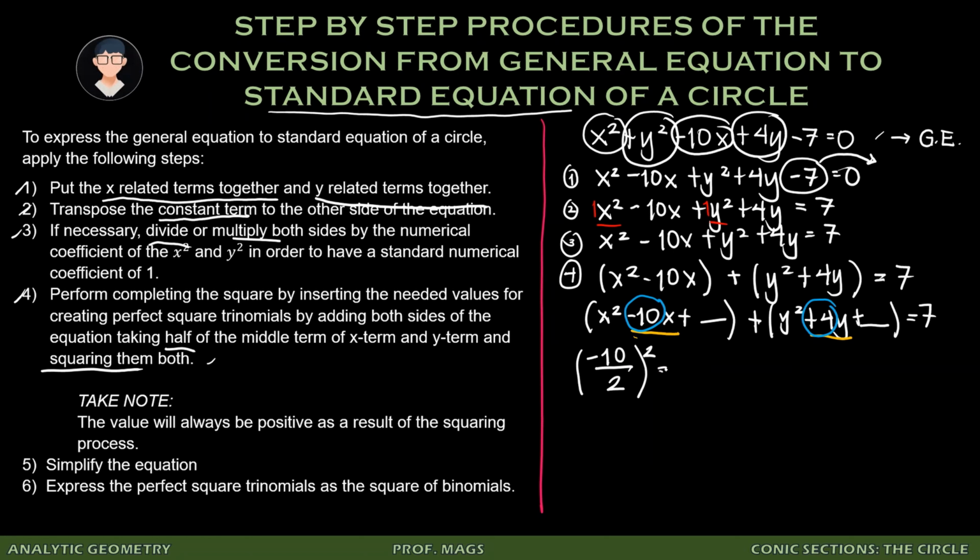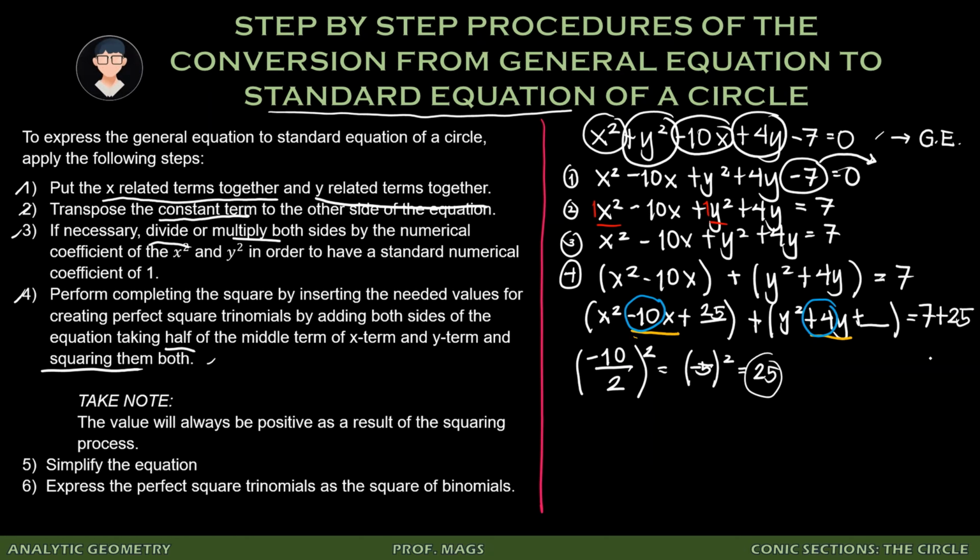Then simplify lang natin. Negative 10 divided by 2 is negative 5, right? Squared. Negative 5 squared is 25. So yung 25 na yan, dito natin ilalagay sa blank space natin. And we also have to add it to the other side of the equation.